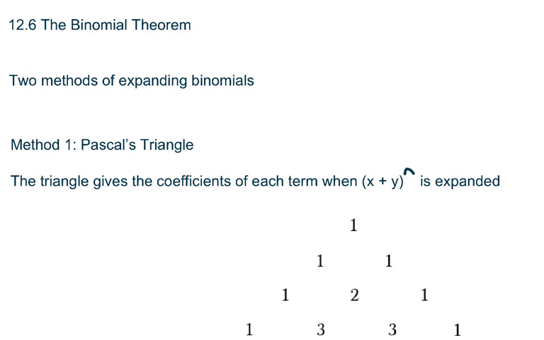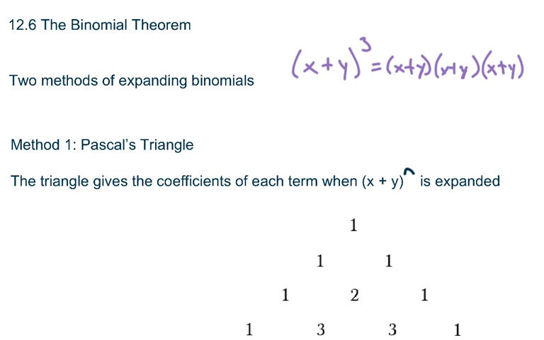Section 12.6, the binomial theorem, is all about expanding binomials. Remember, a binomial, bi meaning two terms, so we're looking at something like x plus y to the third power. We could make this x plus y times x plus y times x plus y. Forgive my handwriting there. Could make it something like that, but there's a much easier and much faster way to do that.